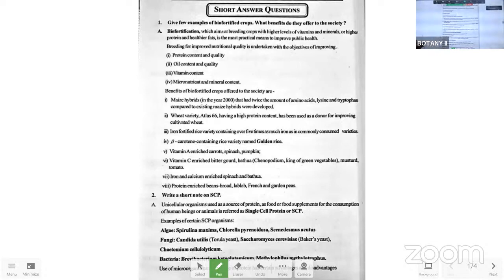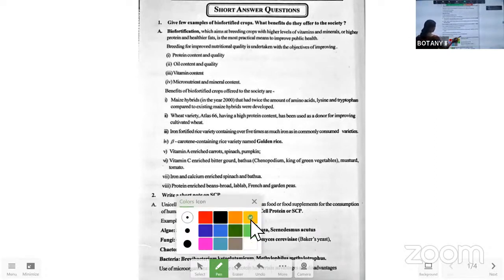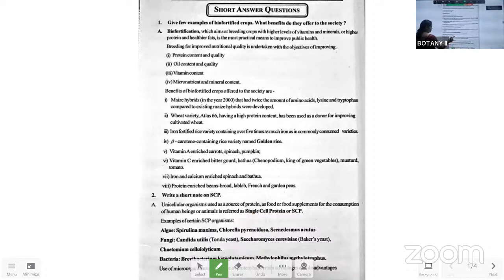So in the 13th chapter, we have only 2 questions. One is the SCP culture, write a short note on the SCP. And the second one is, give a few pieces of information about biofortification. So in this, the most important one we can expect is the SCP. Write a short note on SCP. This is the most important one, what we can expect.